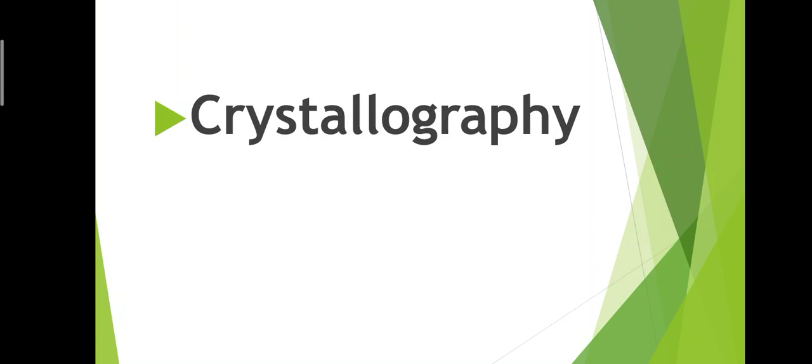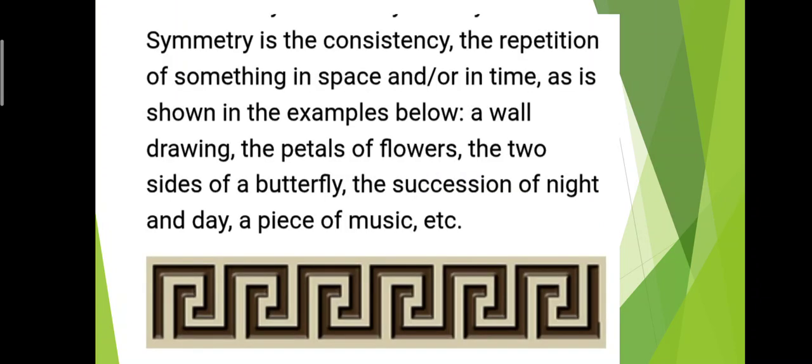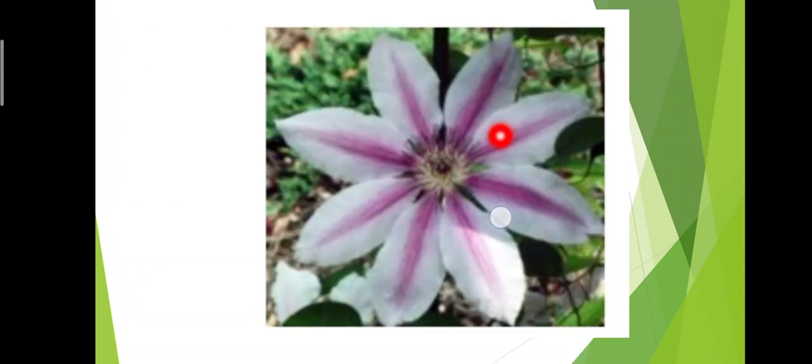Now let's dive into the topic. Symmetry is the consistency, the repetition of something in space and/or in time, as is shown in the examples below: a wall drawing, the petals of flowers, the two sides of a butterfly, the succession of night and day, a piece of music, etc. Petals of flowers having symmetry.